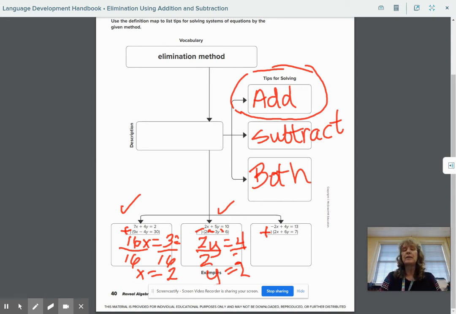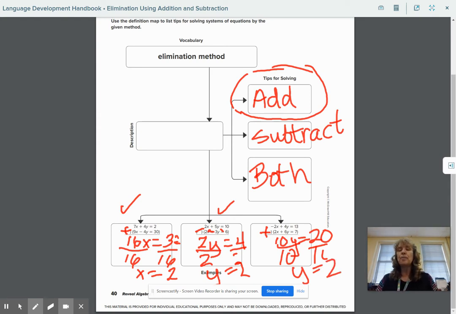So negative 2x and a positive 2x is no x's anymore. Now you're left with 10y equals 20. So I just added it. I didn't have to subtract it and distribute. And then, of course, divide by 10, y equals 2. Now they want you to pick one of the equations and substitute the 2 in so that now you can solve for x. And I'm going to do it up in here so that we can do it.